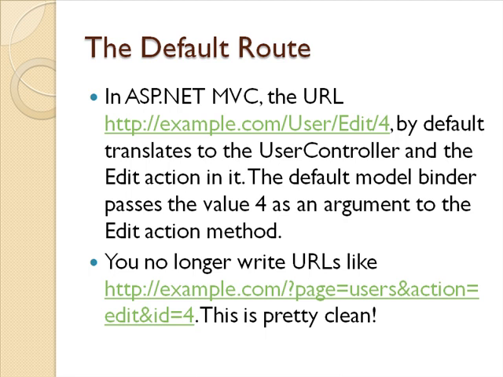So the id 4 is passed to the edit action in the user controller, and that edit action is nothing but a method. It returns the corresponding view. Most usually it returns the edit view. So you need not write URLs like http example.com question mark page equals users and action equals edit and id equals 4. This routing in ASP.NET MVC gives clean URLs.